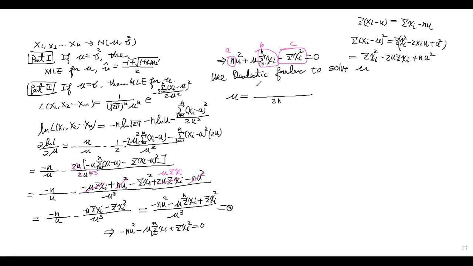Negative b is a negative summation of xi. Then plus or minus the square root of b squared, which is the summation of xi, the whole thing squared, minus 4ac. So minus, it's a plus 4n times the summation of xi squared here.